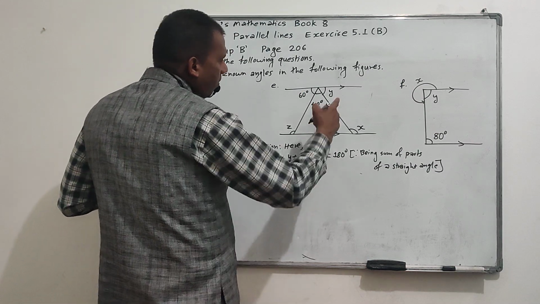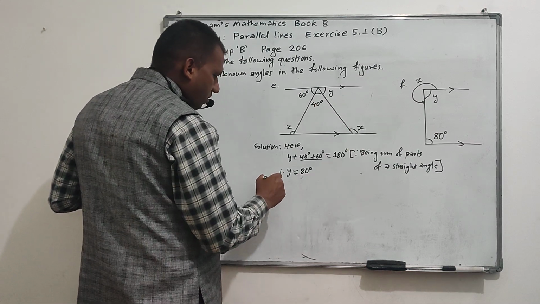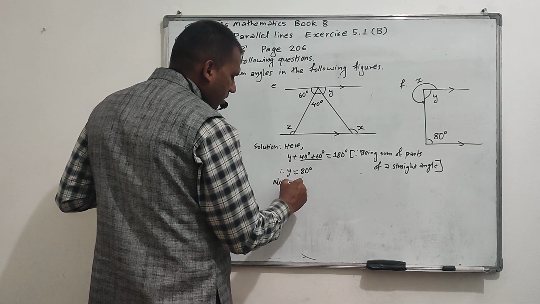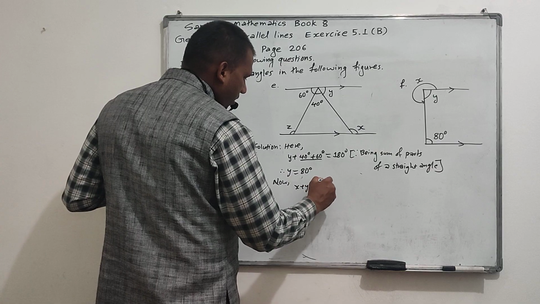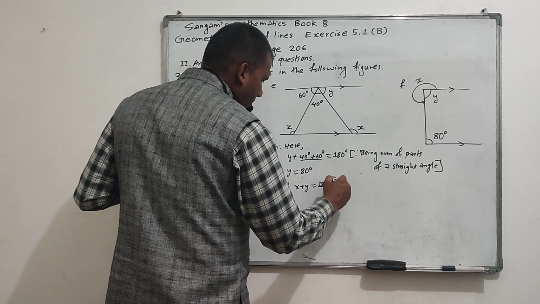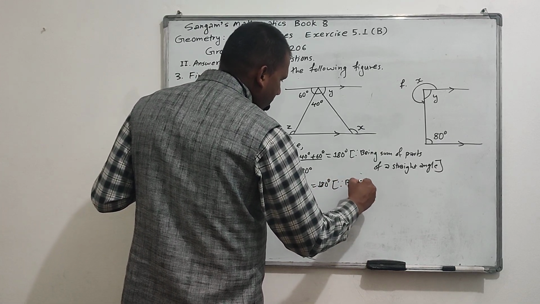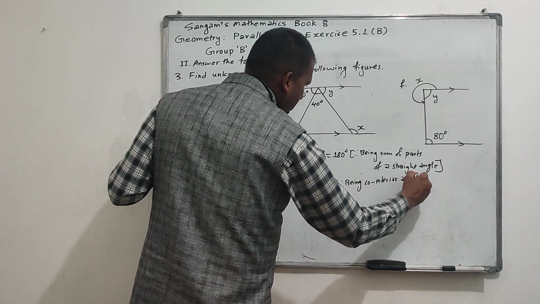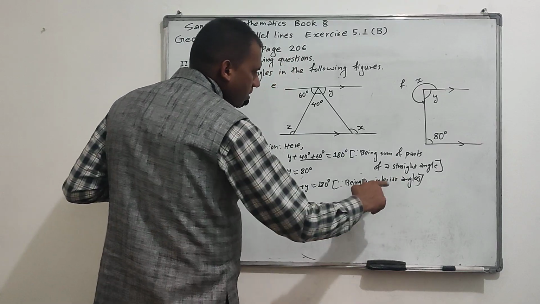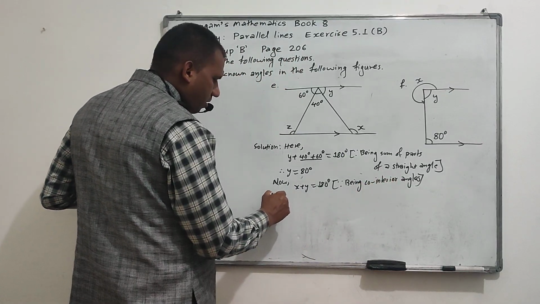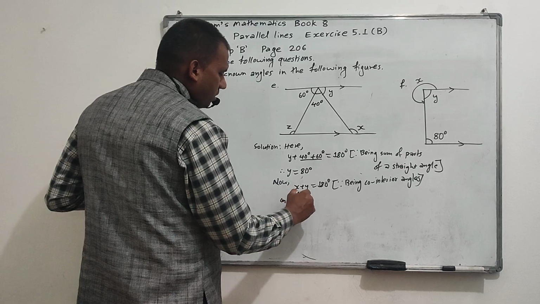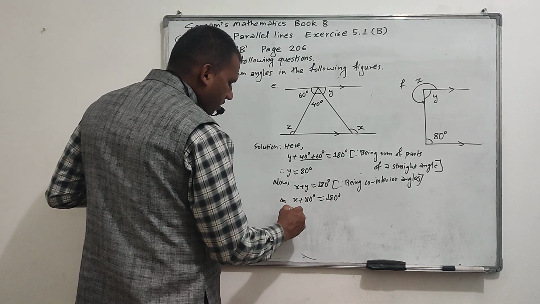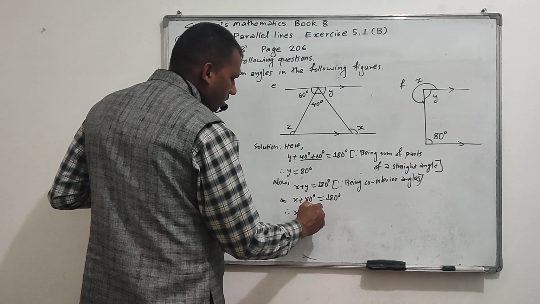Then y and x are co-interior angles, so their sum is 180. Now we can write x plus y equal to 180 degrees, because being co-interior angles, sum of co-interior angles is 180 degrees. Putting the value of y, x plus 80 degrees equal to 180 degrees. Therefore x equals 180 minus 80, that is 100 degrees.